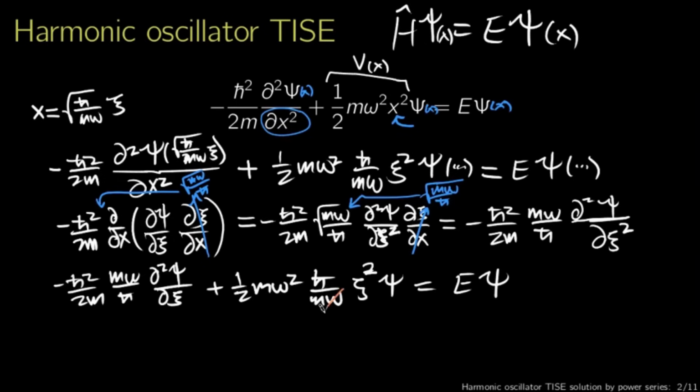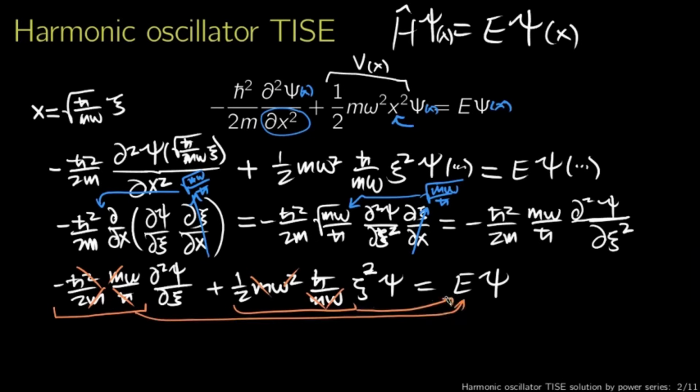We can, for instance, cancel one of the omegas here, and we can cancel the m. We can also cancel an m here and one of the h bars. What's nice about this is I have h bar omega over 2 here and h bar omega over 2 here. So I have the same constant, and I'm going to factor both of these constants out and move them over with the e to lump all of my constants together.